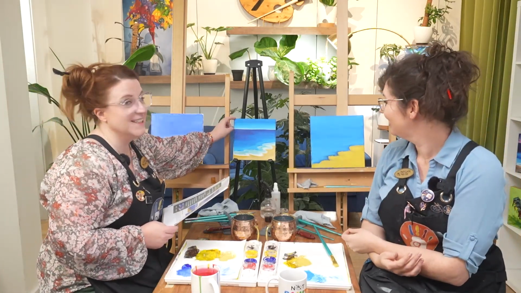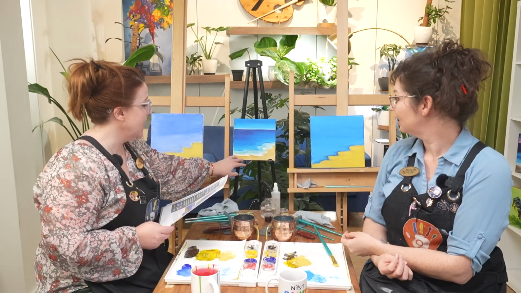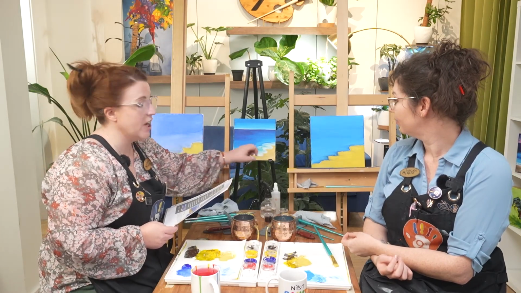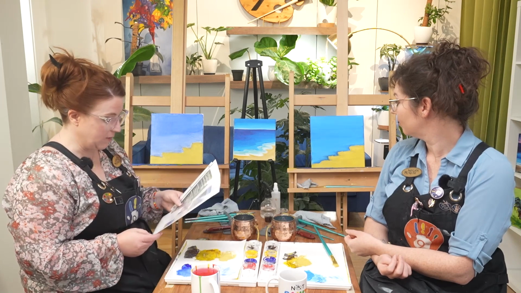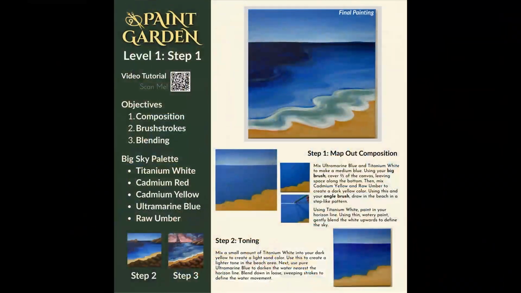We're going to make this horizon line go from dark to light here, and the sand kind of goes from light and then it has a shadow underneath it. We're going to do that. So if you look at your card, mix a small amount of titanium white into your dark yellow, creating a light sand color. Use this to create a lighter tone in the beach area. So we're going to work on the beach first.